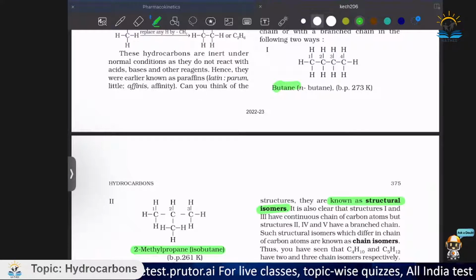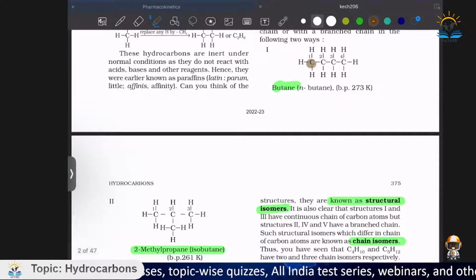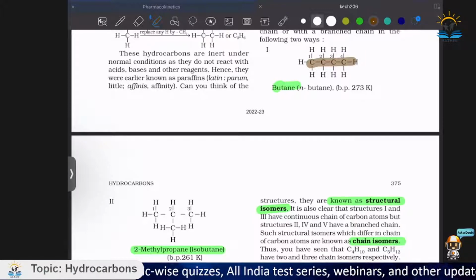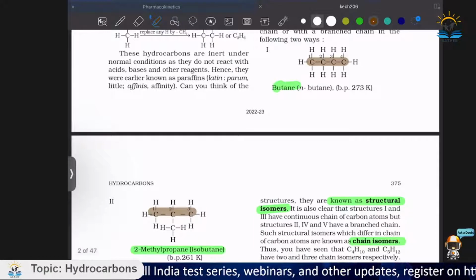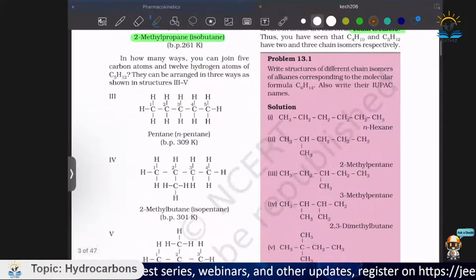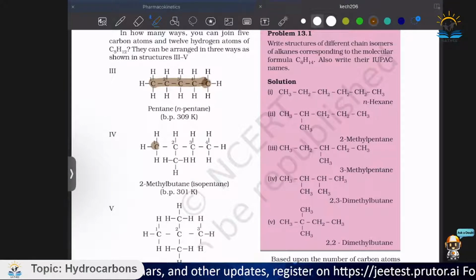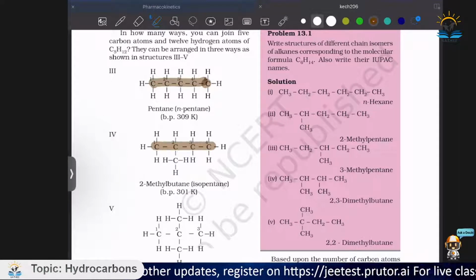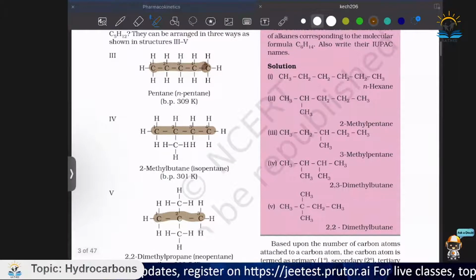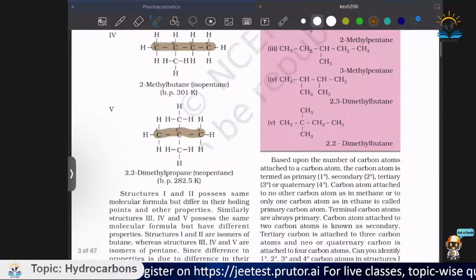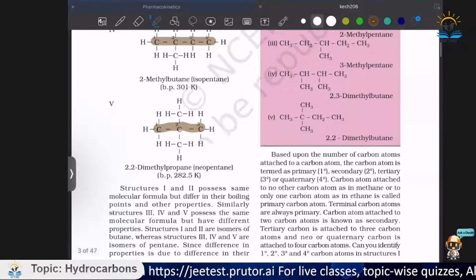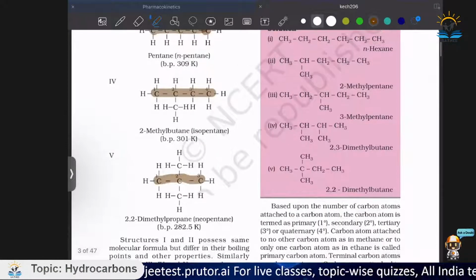These are structural isomers, and if you classify them further, they are chain isomers because the chain length is different. Look at the chain length here. It consists of 4 carbons, but the chain length here is only consisting of 3 carbons. So chain length is different. Other examples of chain isomerism are pentane, 2-methyl butane or isopentane, and 2,2-dimethyl propane or neopentane. They are also structural isomers and more specifically chain isomers.